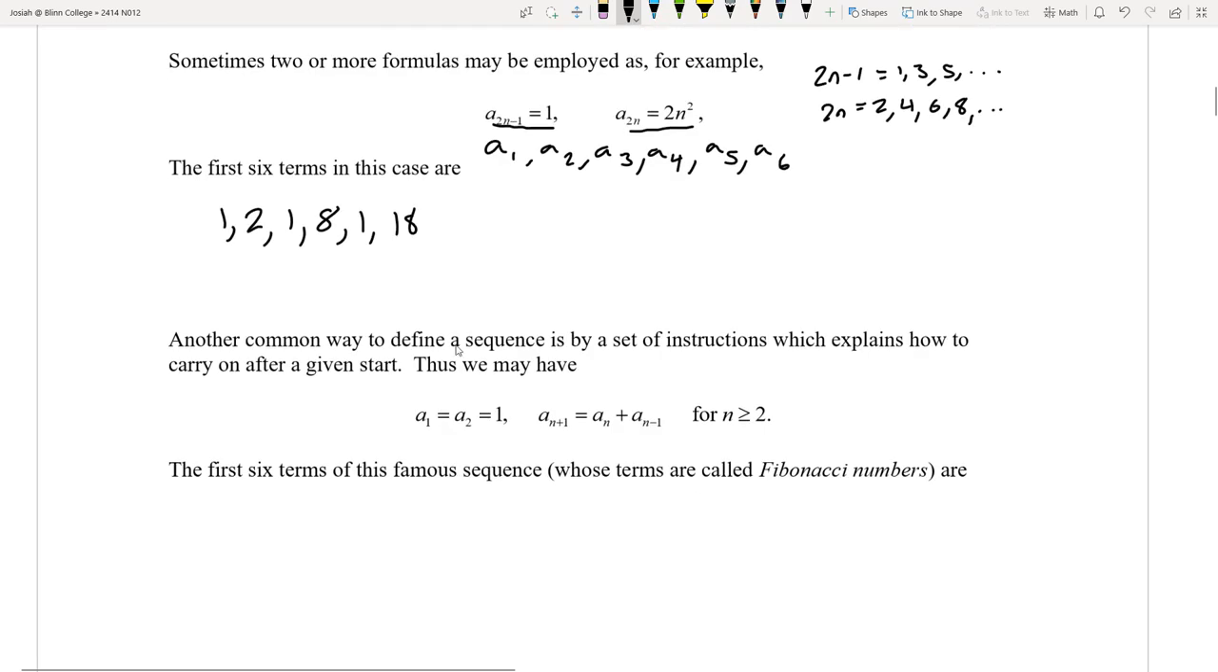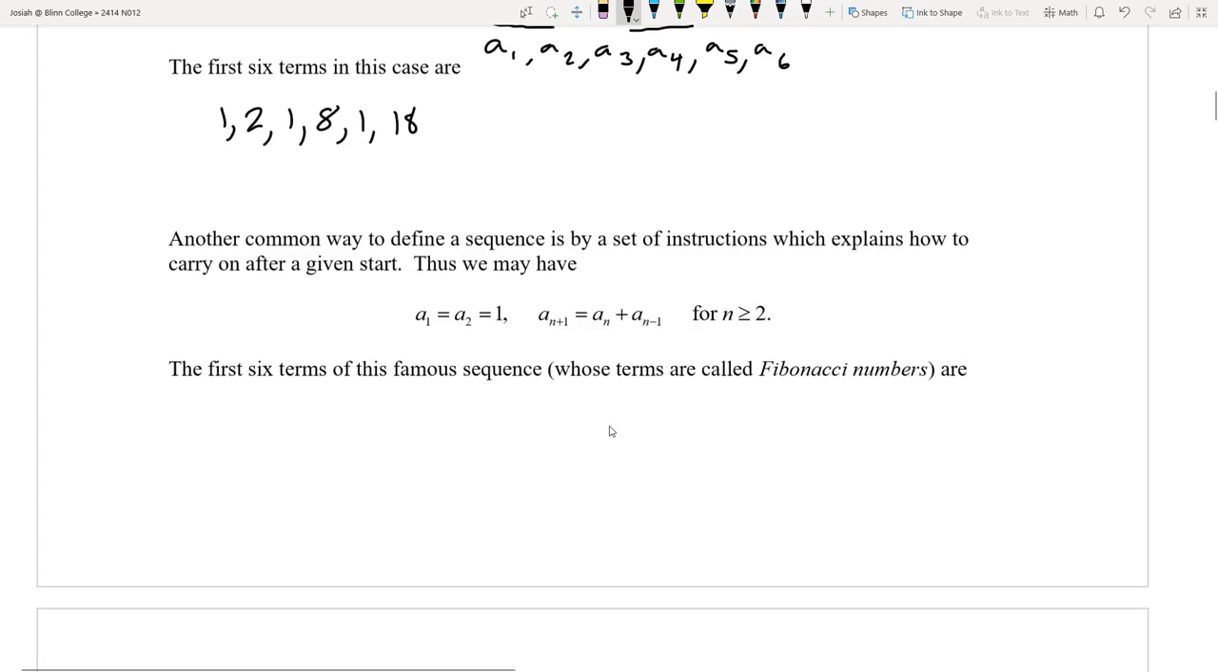Another example of defining a sequence is carrying on after a given start. So this is going to be, we have the first 2 terms defined, a sub 1 and a sub 2 are both 1. After that, we define the next term based off of the previous terms. So this is going to be an implicit definition. The next term purely depends on what comes before it. There are sometimes ways of expressing these guys as explicit terms. This is often really difficult.